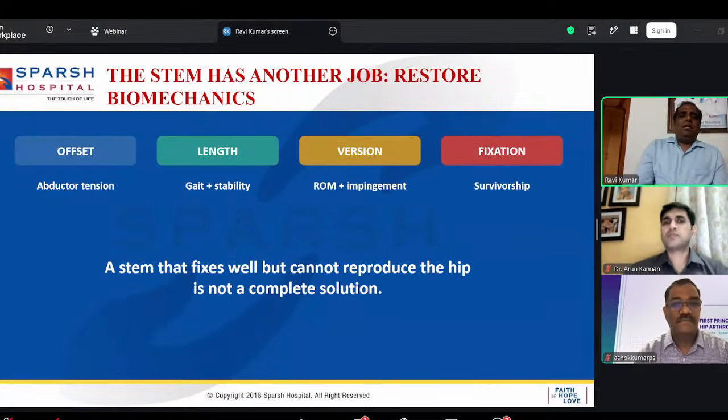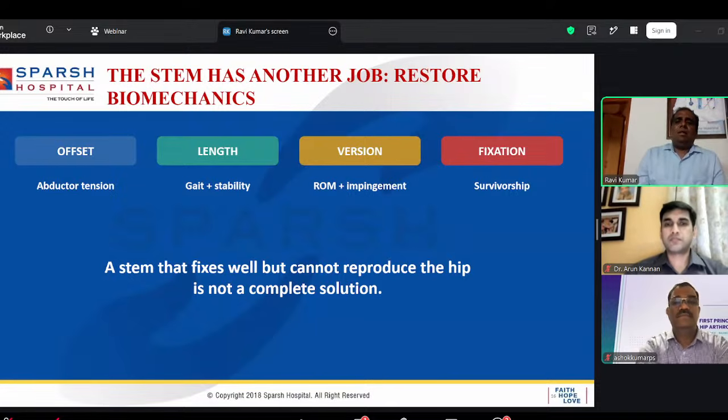So finally, the stem has another job as well. It's not just the fixation. As Dr. Arun told, we need to maintain the offset to maintain the abductor tension. We need to maintain the equal limb length equilibrium for a proper gait and stability. We need to maintain the proper version to have a good range of movements and to prevent impingement. And finally, the fixation helps for the longer term survival.